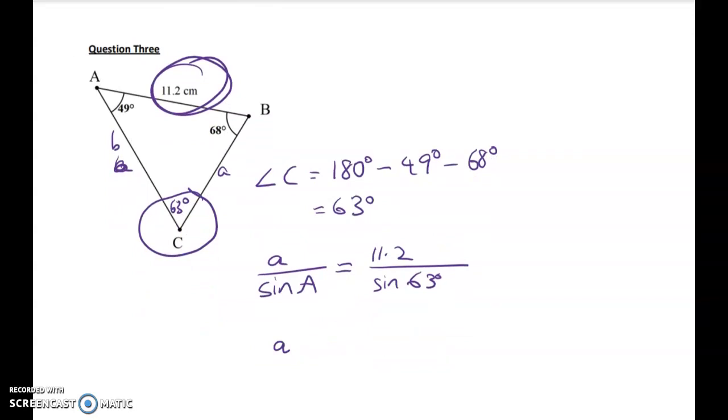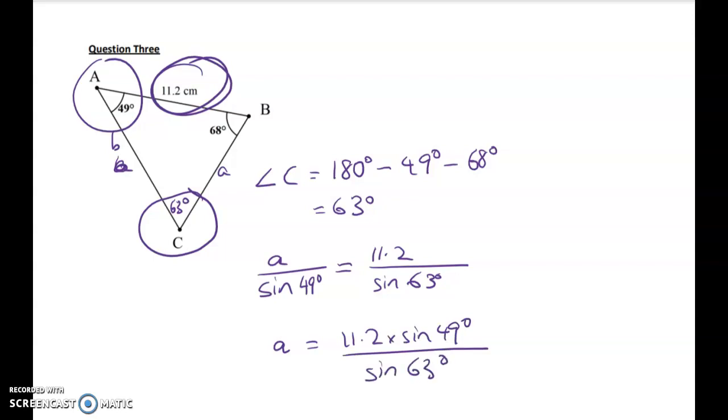Okay, 11.2. And what am I trying to find? Oh, I need to change that a, right? This a should be 49. That's better. Okay, so that a there. A is equal to 11.2 times sine of 49 degrees divided by sine of 63 degrees.